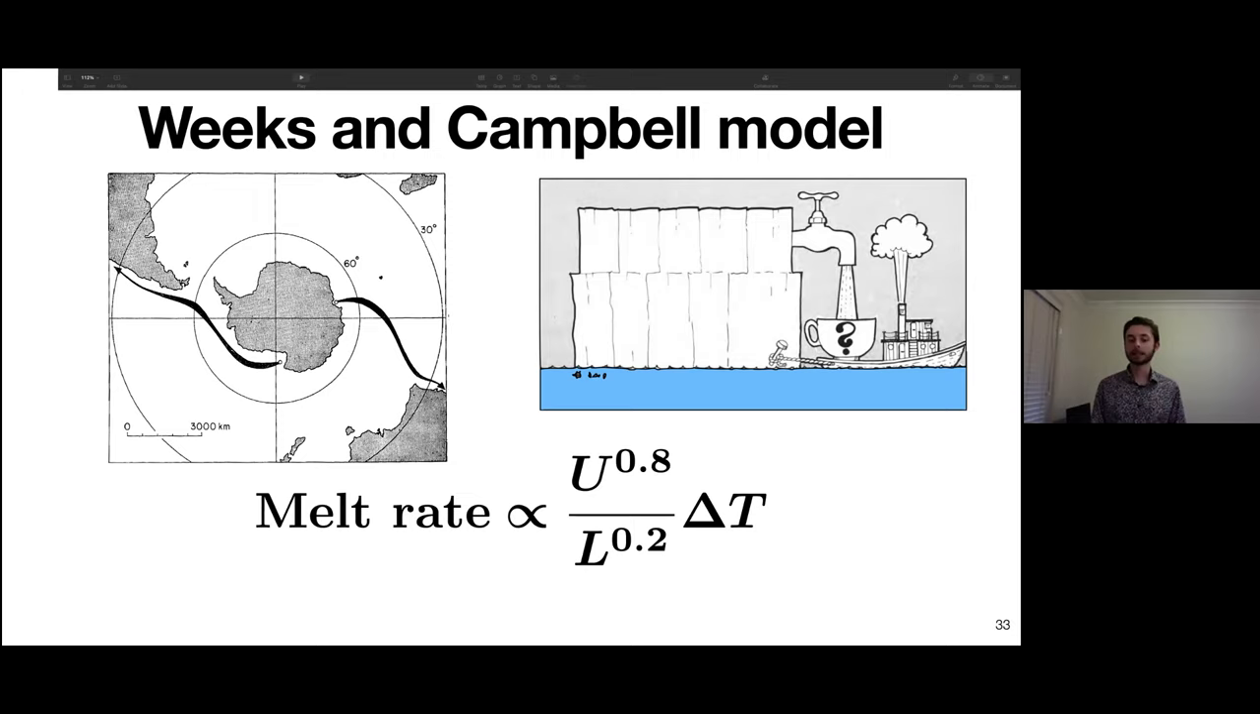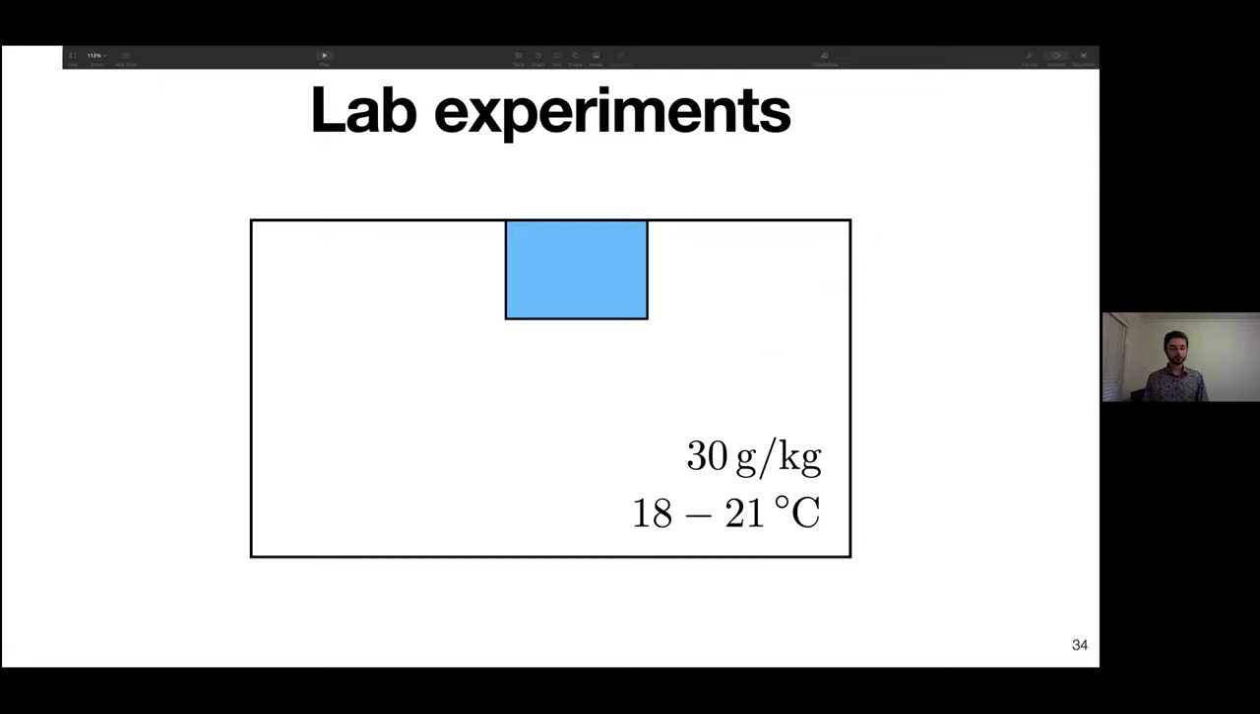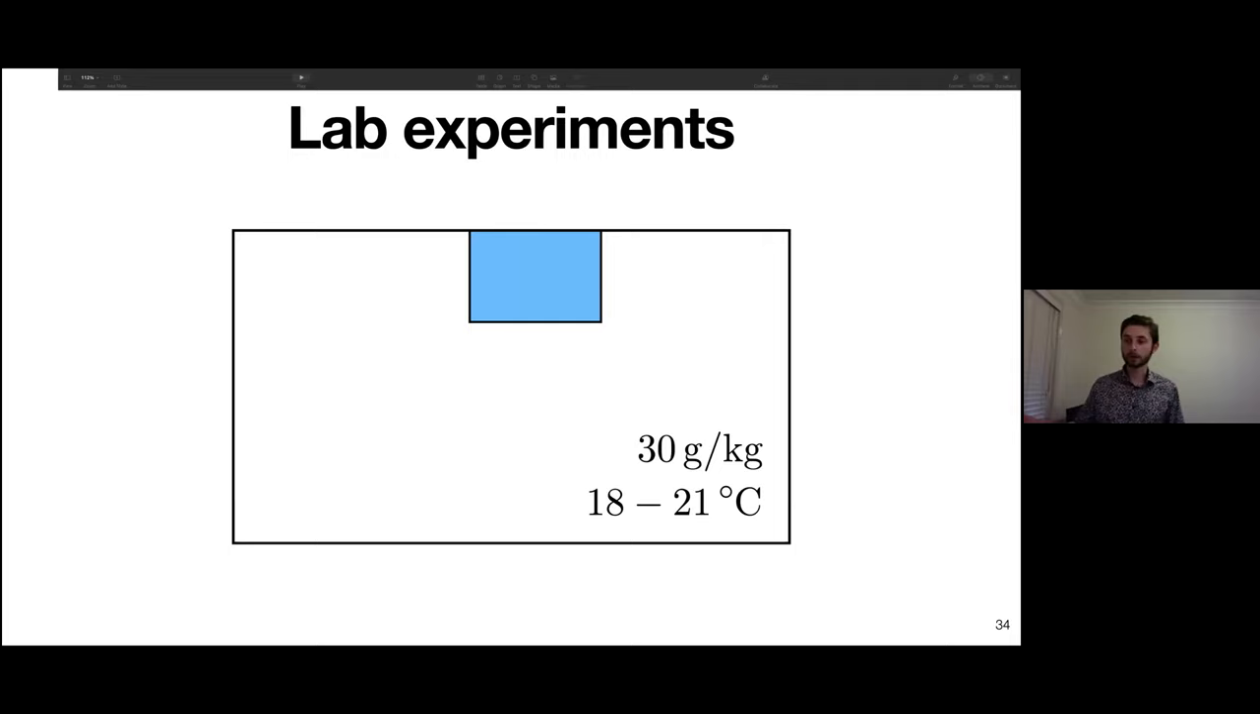And it's a simple model. It basically says that the melt rate of the iceberg should be proportional to the temperature of the water, basically proportional to how fast you're moving, and weakly dependent on the size. And it's a useful model, but it misses some aspects. For example, if you aren't moving, this model says that you aren't going to melt, and that's not really realistic. So the original intent of the project was to do some laboratory experiments and compare the measured melting to the models that we see.